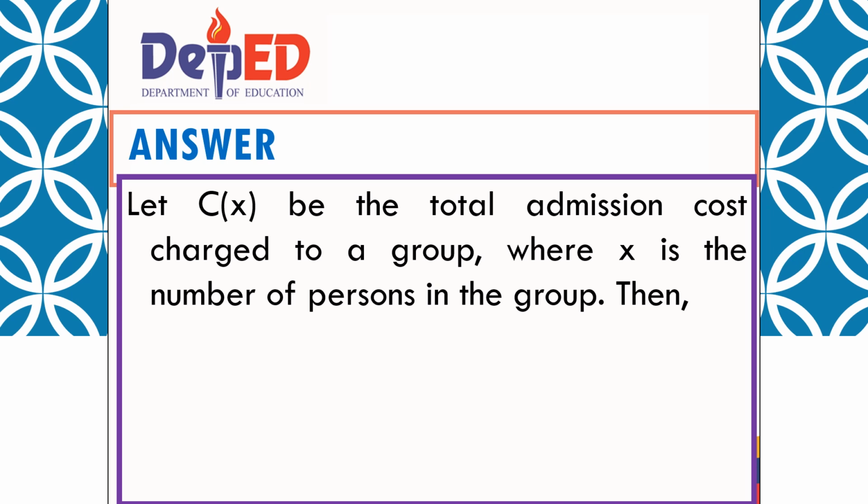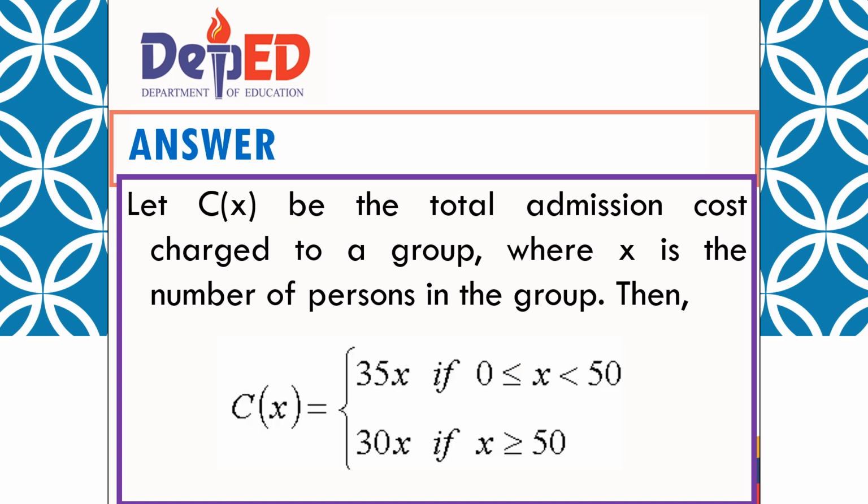And here's the answer. C of X is equal to 35x if X is greater than or equal to 0 or less than 50. And then C of X is equal to 30x if X is greater than or equal to 50.